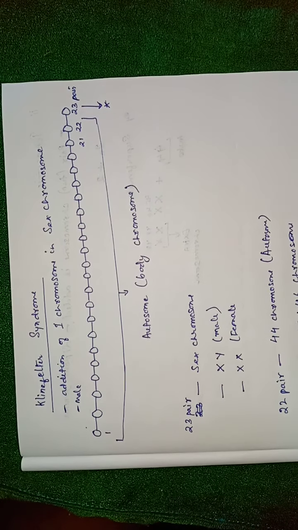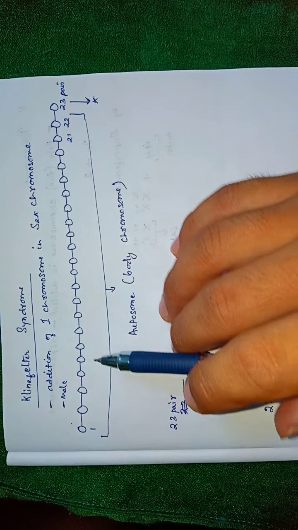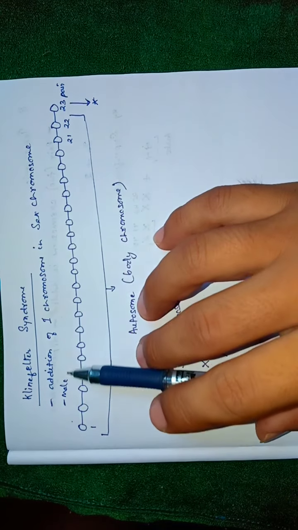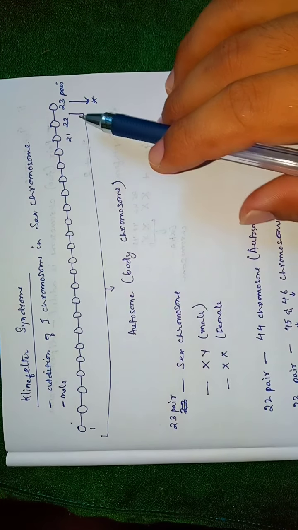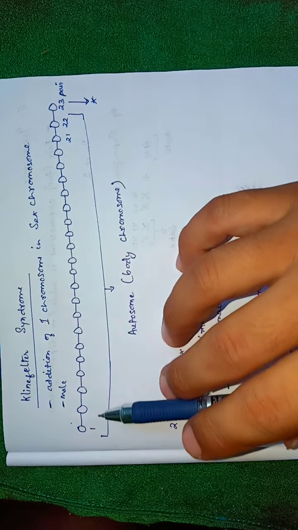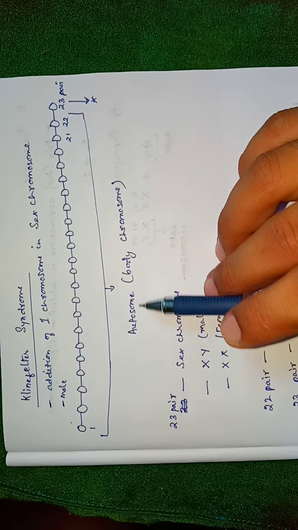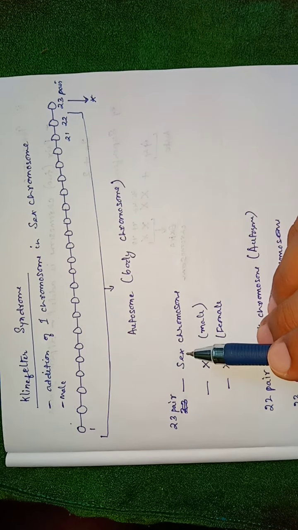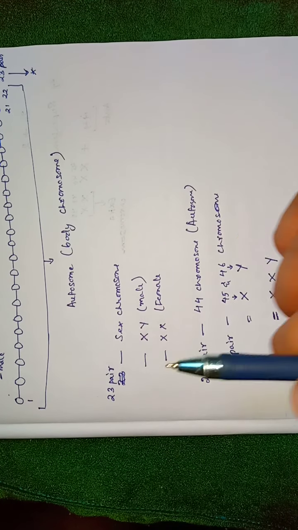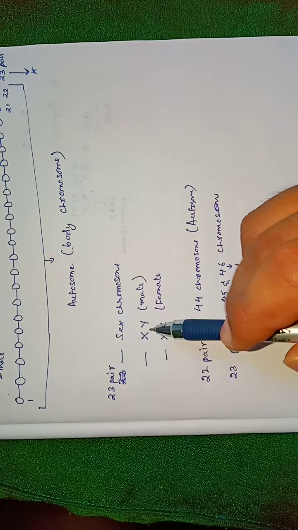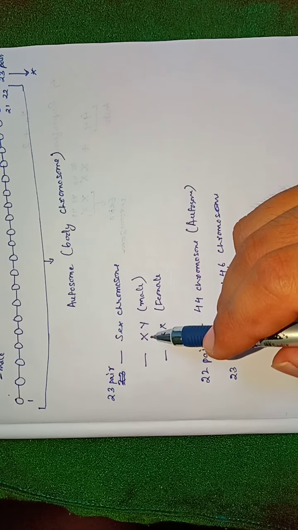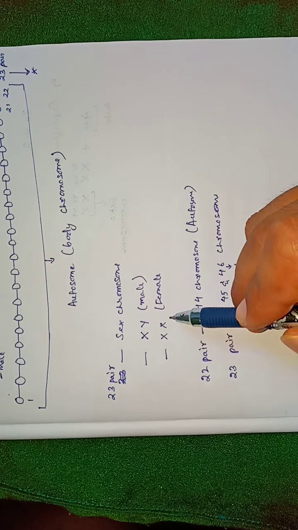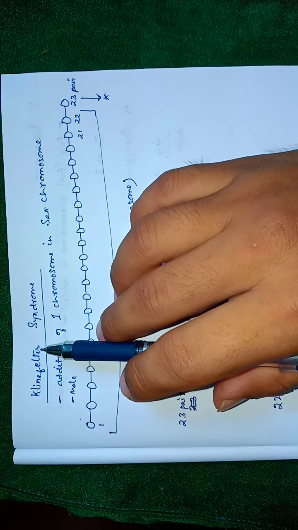Second is Klinefelter syndrome. Here also in this syndrome there is addition of 1 chromosome but in the sex chromosome. This syndrome occurs in male. In human there are 23 pair of chromosome. Out of 23, 1 to 22 pair are called as the autosome. Autosome means the body chromosome, and the last pair, that is the 23rd pair, is called as the sex chromosome. So in human the 23rd pair contains these 2 type of chromosome. In male they have XY type of chromosome, in female they have XX type of chromosome. So this Klinefelter syndrome occurs in male.